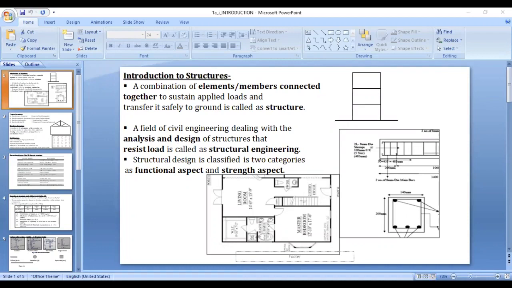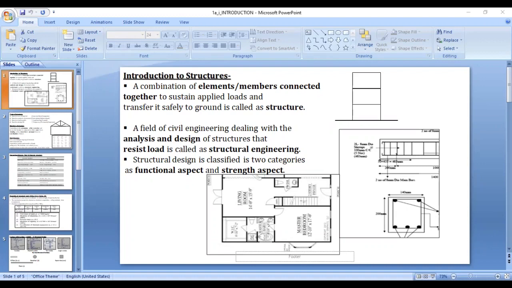Hello students. So today we will be seeing an introduction to steel structures. As a structural engineer, one must be aware of the structure. So what is a structure?